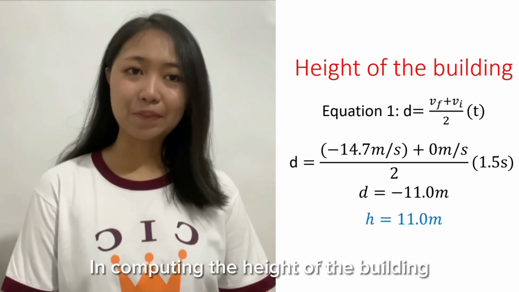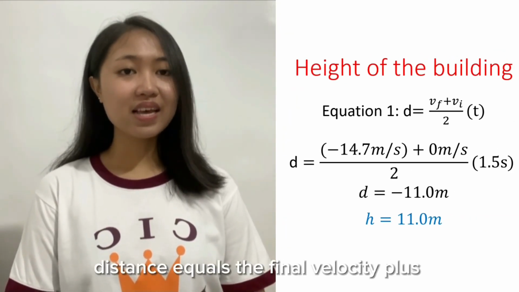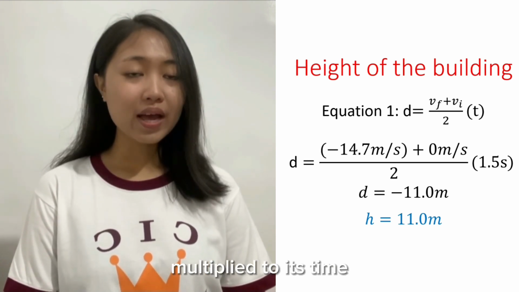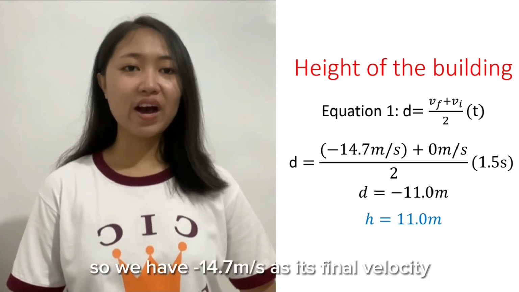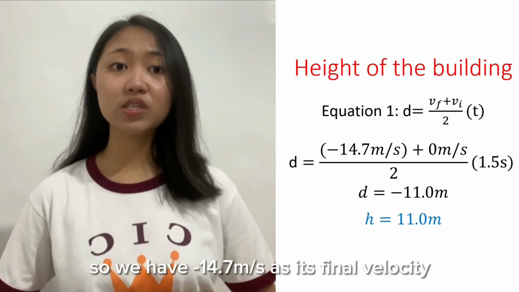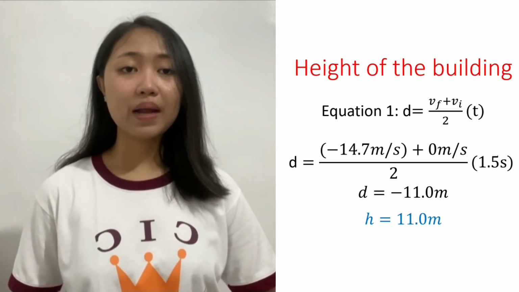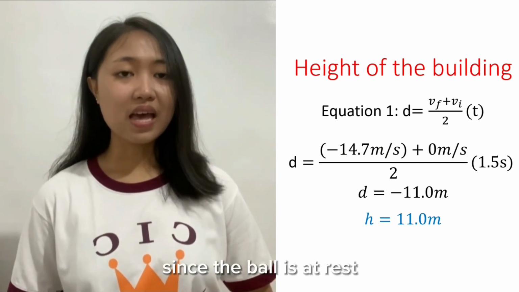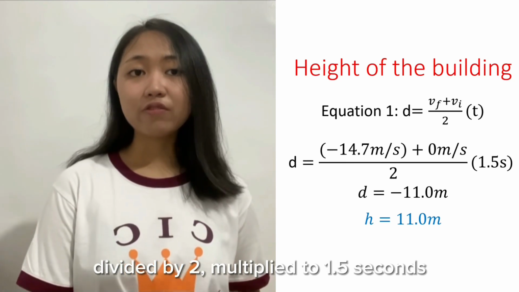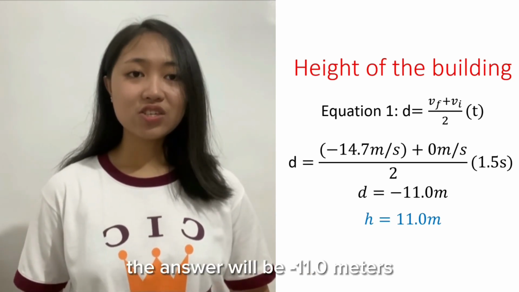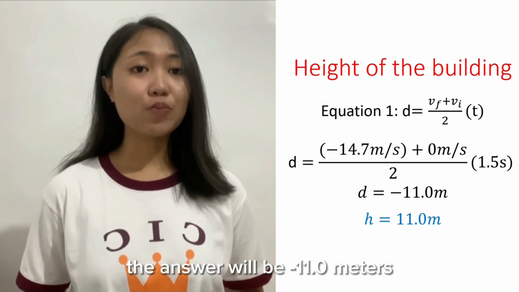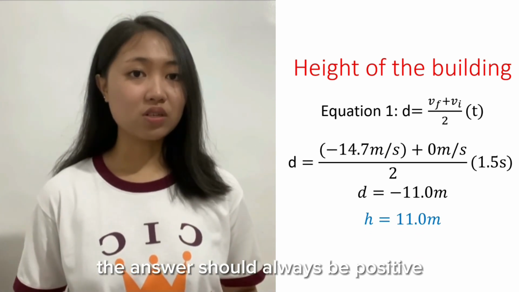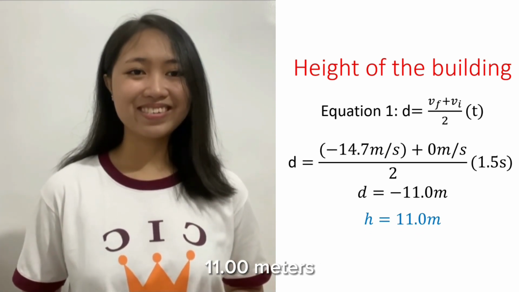In computing the height of the building, we have the formula distance equals final velocity plus the initial velocity divided by 2 multiplied by its time. So we have negative 14.7 meters per second as its final velocity plus 0 meters per second as its initial velocity since the ball is at rest, divided by 2 multiplied by 1.5 seconds as its time. The answer will be negative 11.0 meters. But since we're talking about the height of the building, the answer should always be positive, 11.0 meters.